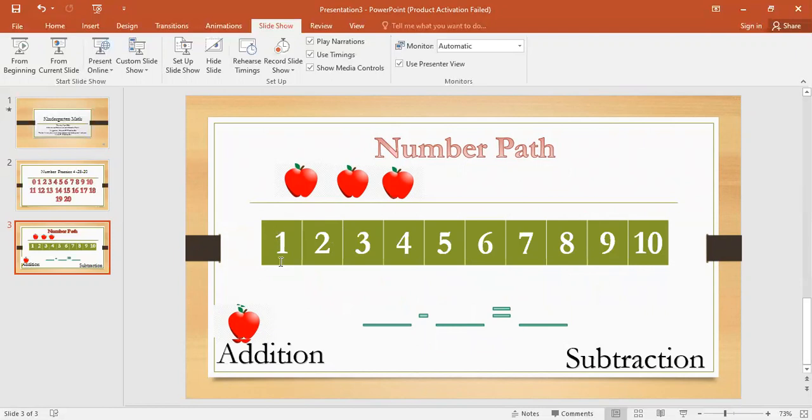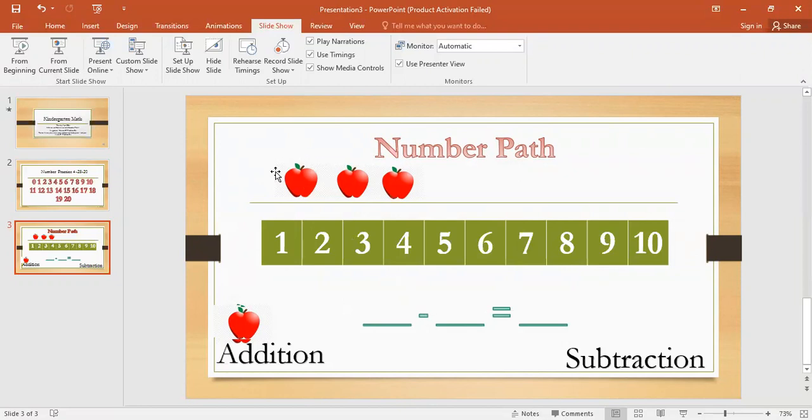The number path goes from 1 all the way to 10, and it is a path from 1 to 10. We will be using this to add and to subtract today to help us put our numbers into our number sentence too. Okay, so we're going to start with addition.